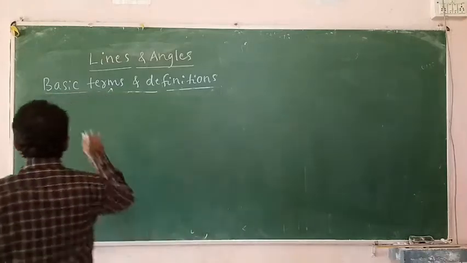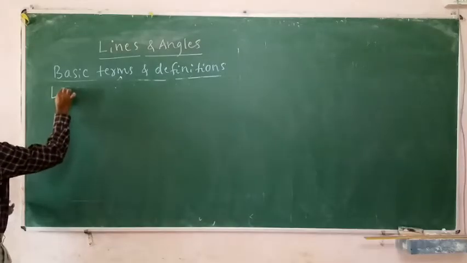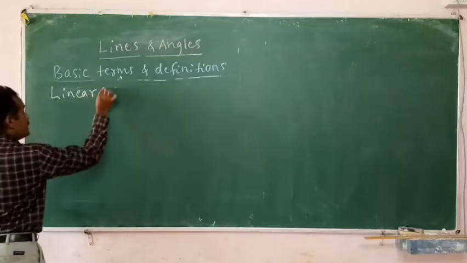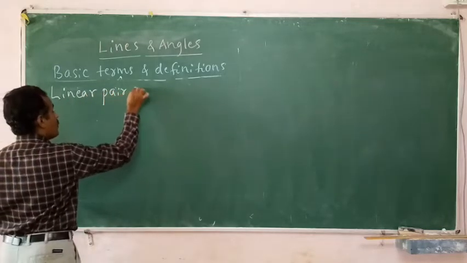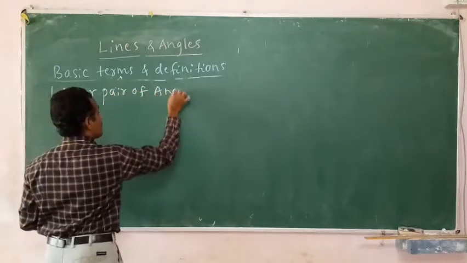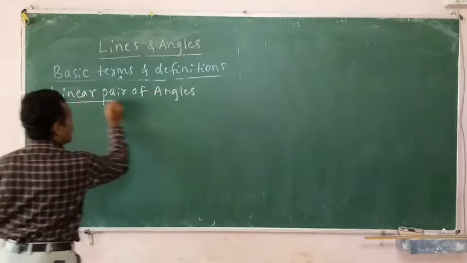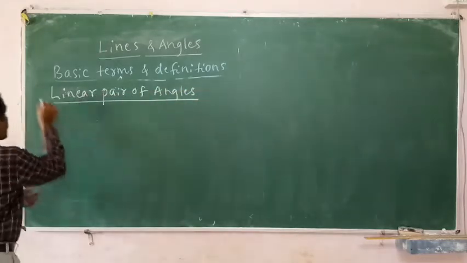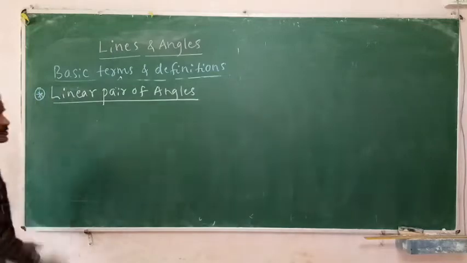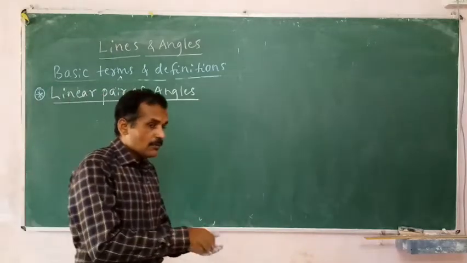Okay, and we start with linear pair of angles. Very, very important. Linear pair of angles. I can say one of the very, very important definitions. Linear pair of angles, what does it mean?